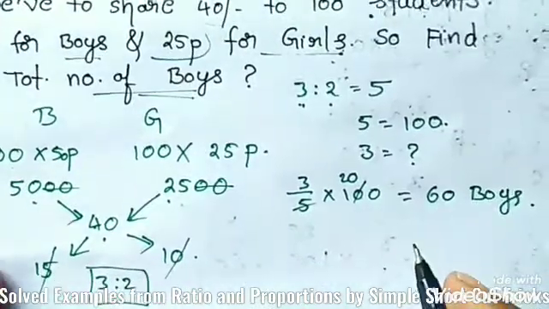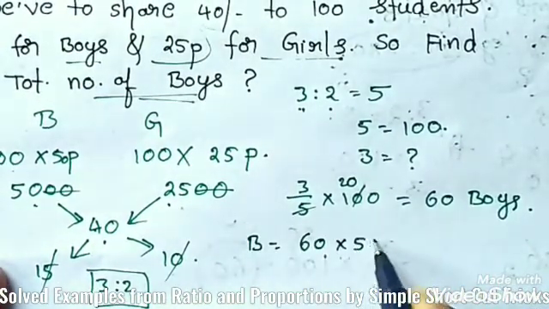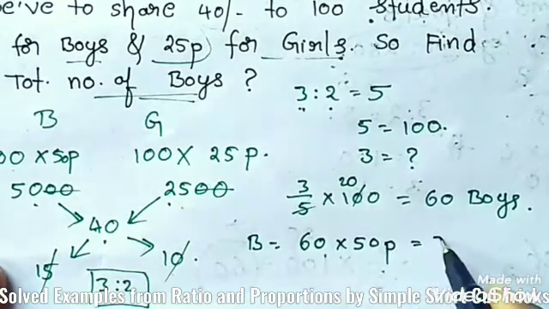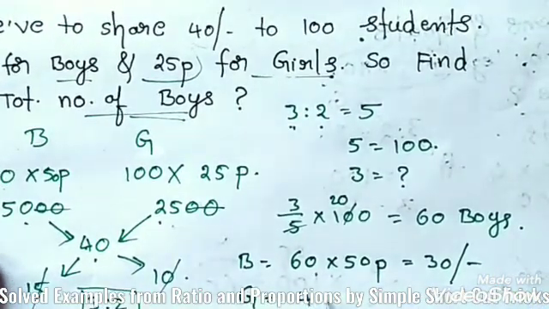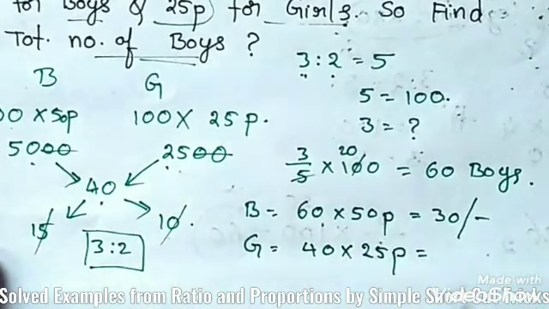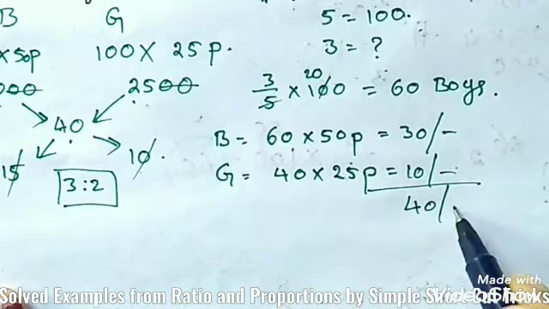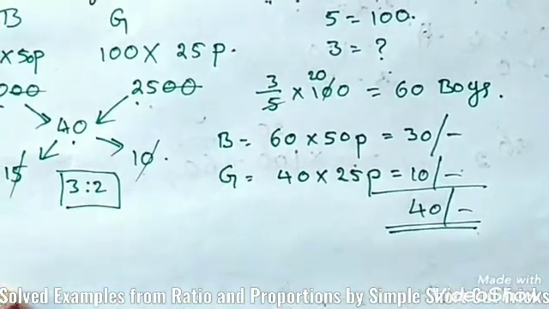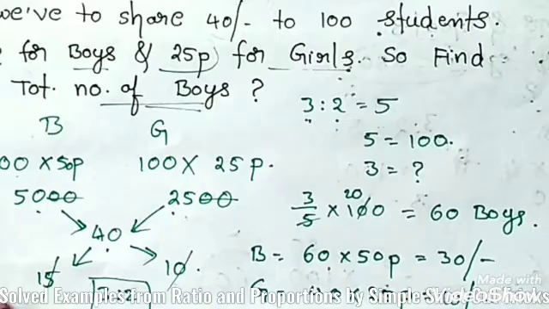Now for boys, 60 into 50 paise. Okay. So 30 rupees. Now for girls, 40 into 25 paise, 10 rupees here. The total amount is 40 rupees. So it is sufficient. This is the simple calculation to get the answer here.